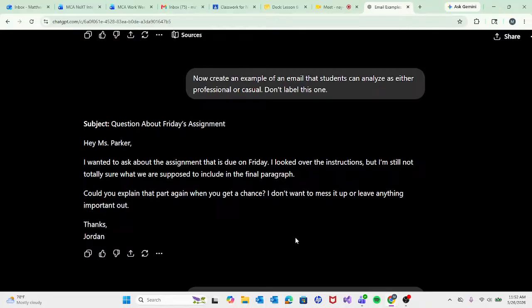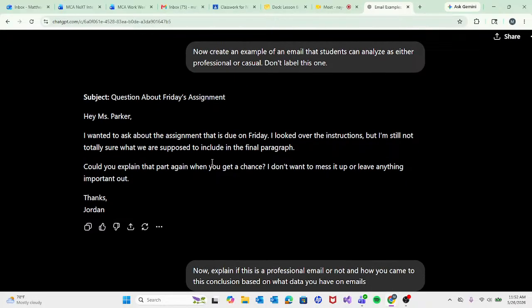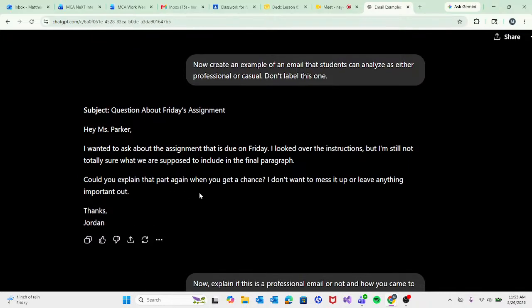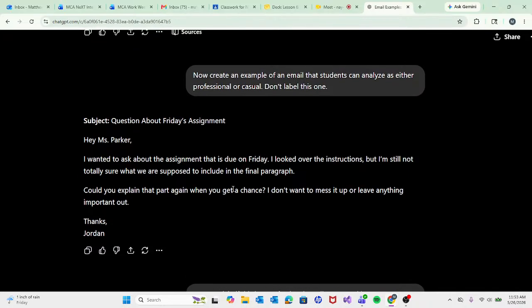She might have told them that they're able to call her miss, that maybe they don't prefer to be called doctor. I wanted to ask about the assignment that is due on Friday. Connects back to our subject. I looked over the instructions, but I'm still not totally sure what we are supposed to include in the final paragraph. Could you explain that part again when you get a chance so it's convenient at their time? I don't want to mess it up or leave anything important out.